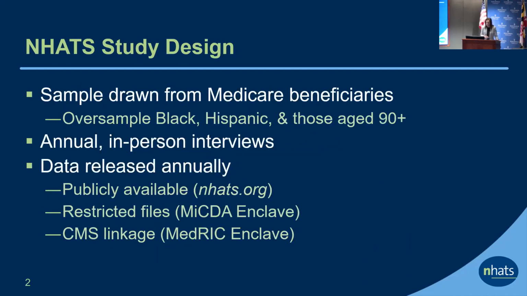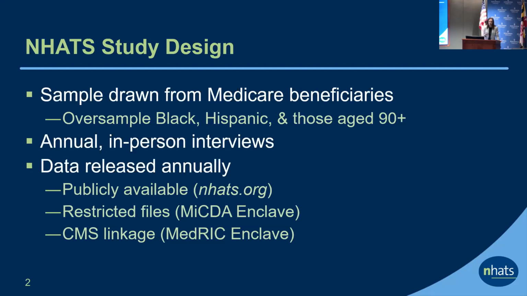The study design, we draw our sample, it's Medicare beneficiaries that are selected based on age and geographic location. We oversample Black, Hispanic, and individuals over the age of 90 because they have historically all been underrepresented, especially in aging research. We conduct annual in-person interviews, and these are done in the home by the data collectors, or I should say place of residence. So if people live in a facility, in a nursing home or a residential care facility, we do our best to actually get to them as well.